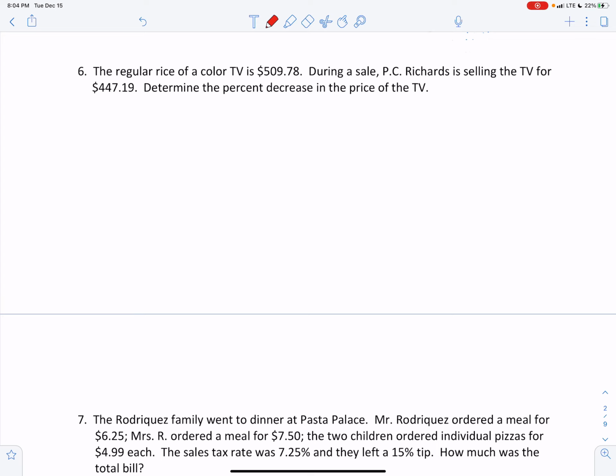The regular price of a color TV is $509.78. During a sale, PC Richards is selling the TV for $447.19. Determine the percent decrease in the price of the TV. So we'll start out by finding the percent change.